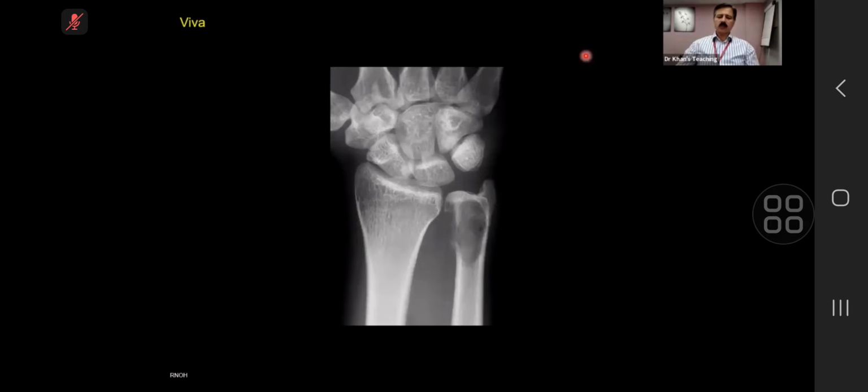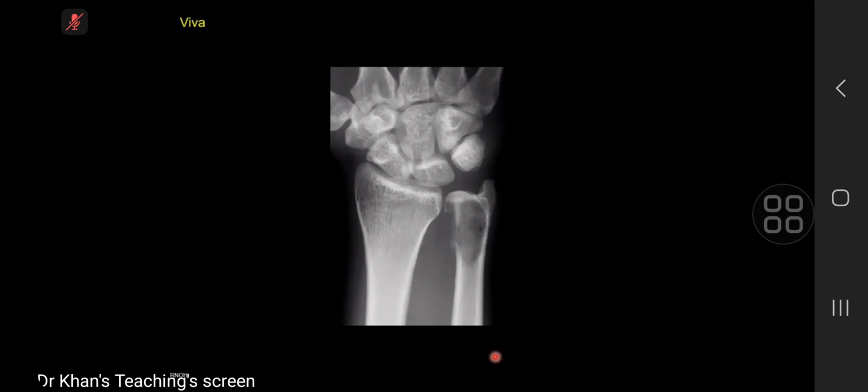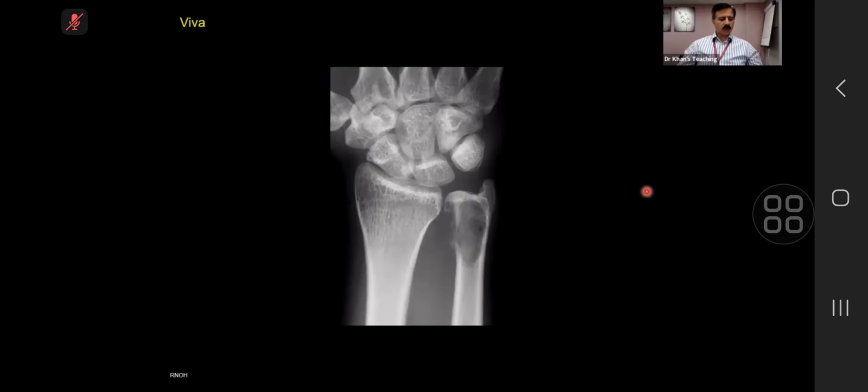What is your final conclusion, please? So my final conclusion was that there's a reasonably well-defined, although aggressive appearing lesion in the distal ulna, and my primary differential would be a giant cell tumor, possibly with a differential of a chondromyxoid fibroma. Giant cell tumor, chondromyxoid fibroma. Yeah.